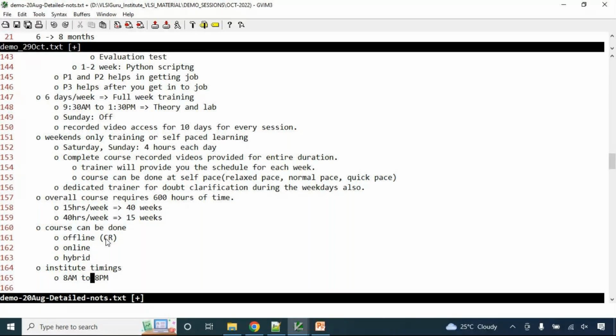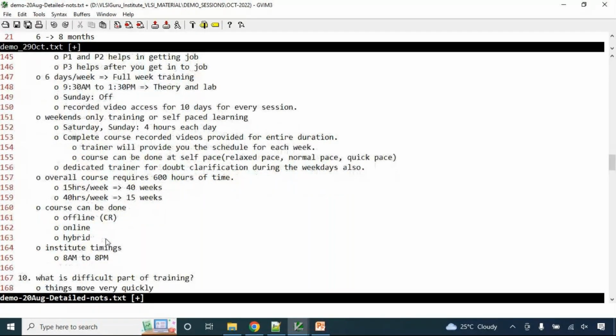The institute timings are from 8 a.m. to 8 p.m. every day, even Sunday, every day it's open, except for festival days. Sometimes when no one is there, it's mostly open 8 a.m. to 8 p.m. You can come anytime and practice. Nobody asks why you are sitting after the class is done, like that.